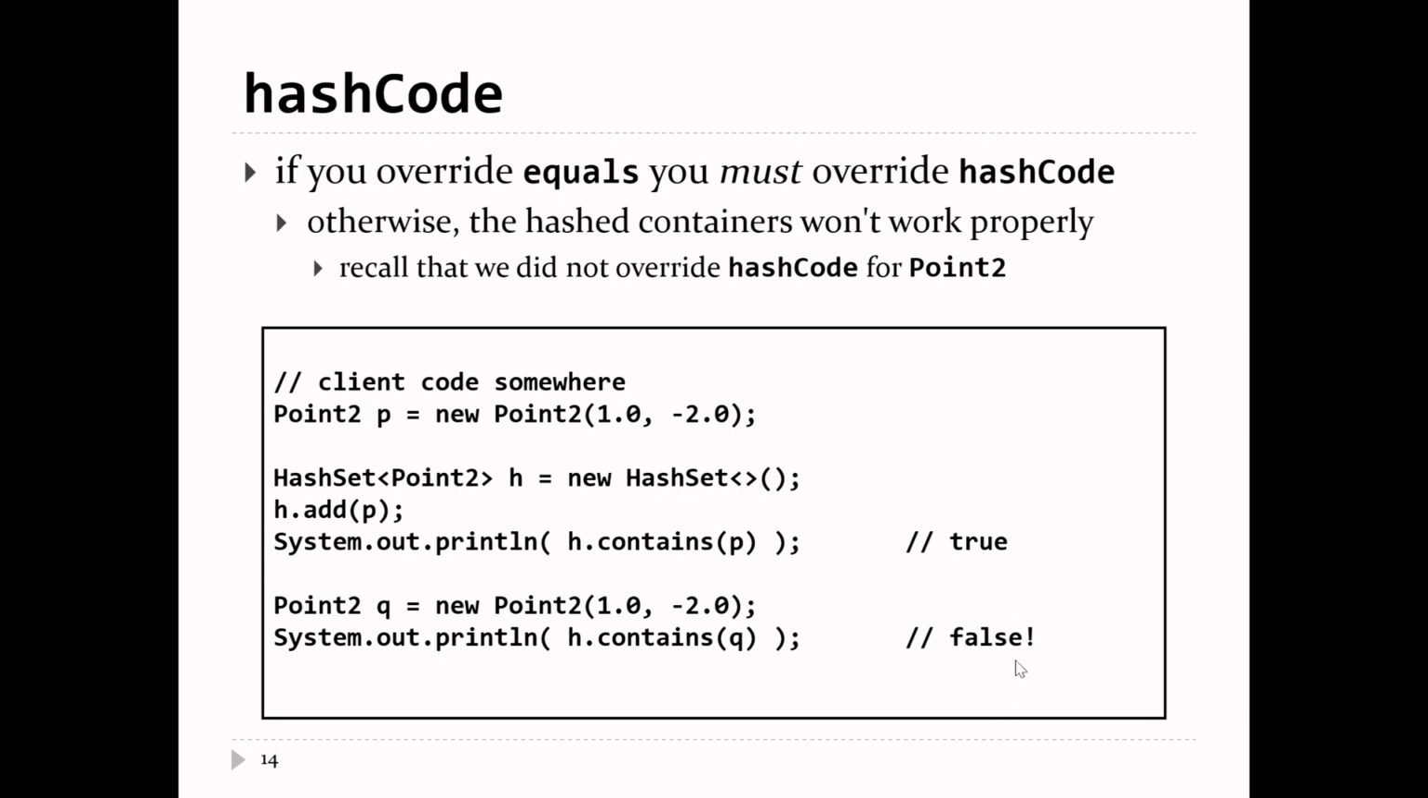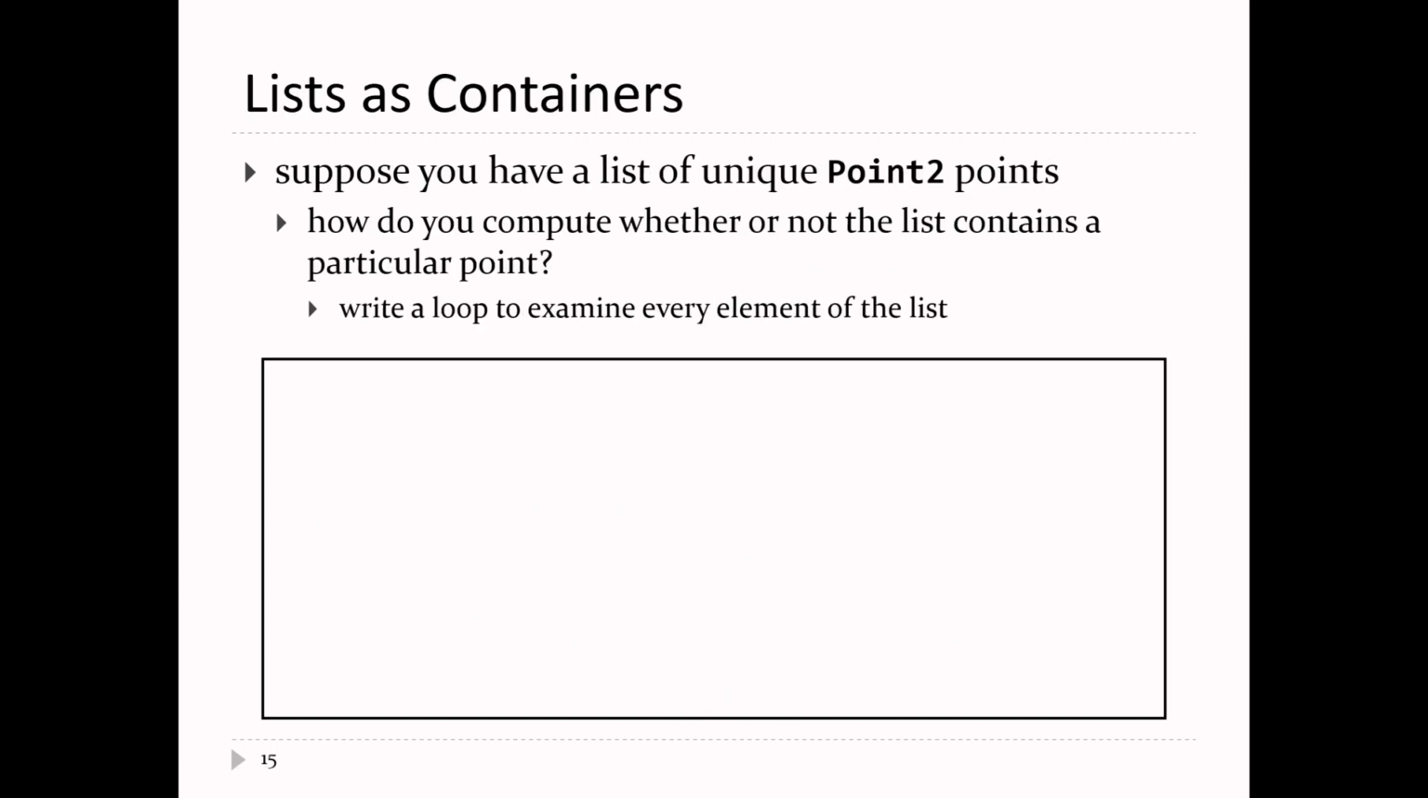Which is confusing. P and Q are equal. The HashSet ought to contain the point Q, because you're kind of expecting the HashSet to search itself to look for a point that's equal to that thing there. Unfortunately, that's not what happens. The problem is we haven't overridden hashCode.